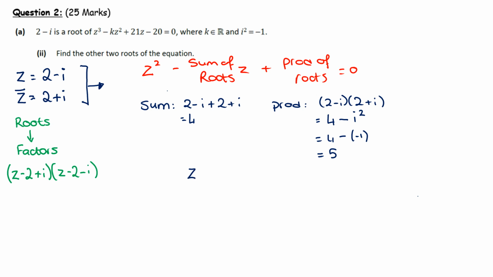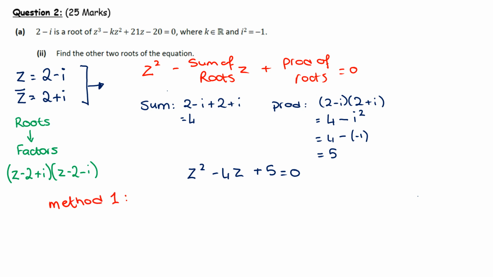So this is z squared minus 4z plus 5 equals 0. So what you've effectively done is you found two factors and multiplied them together to get this. So there's two methods to move forward with this, and it really just depends on how you want to work.